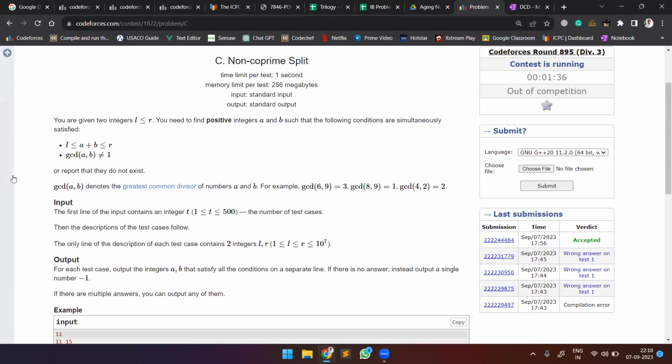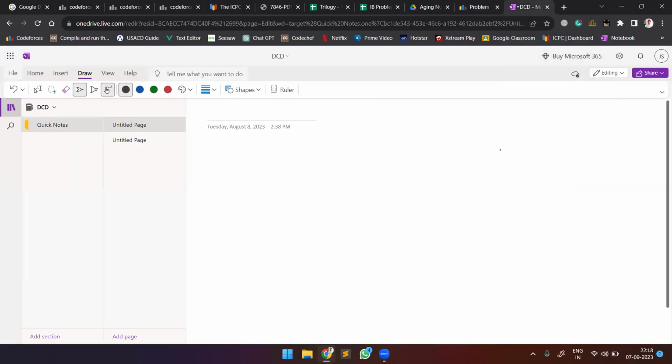So basically, in this question, there is an L given and an R given. I have to find a pair of numbers a and b so that a plus b is greater than or equal to L and less than or equal to R, and the GCD of a comma b is not equal to 1.